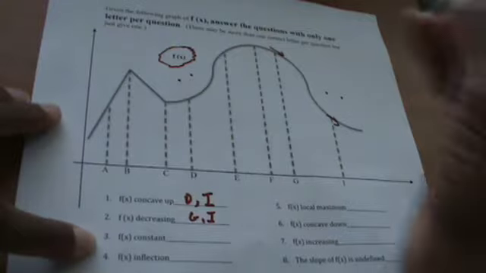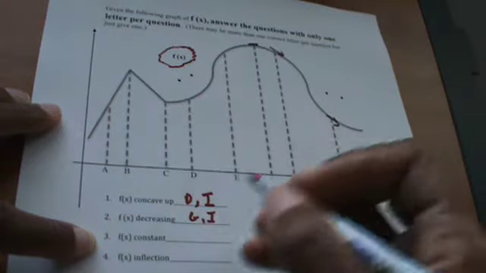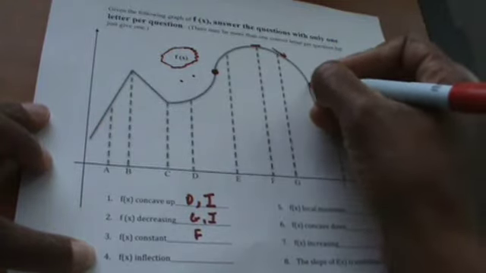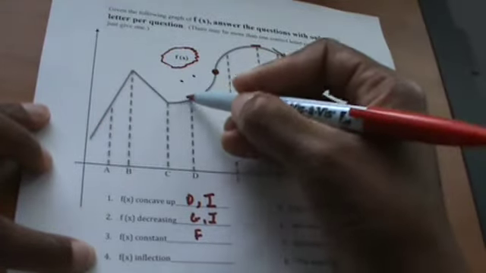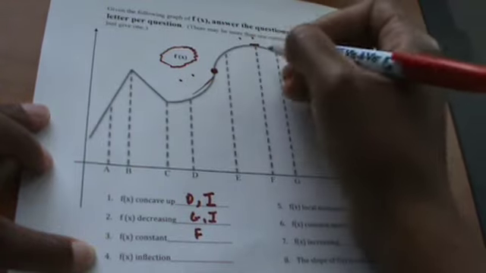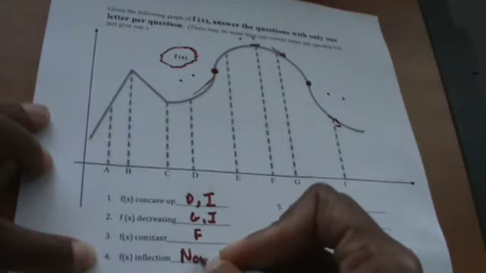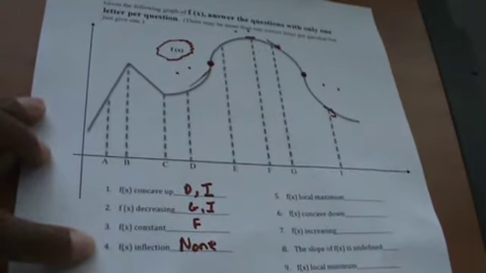Okay. 3 says, where's your function constant? This says you have to have zero slope. And the only place that I see that works is at F. 4 says, where does your function have a point of inflection? Where do you go from concave up to concave down? I would argue that it's somewhere in here, and then also somewhere in here. So you can see that you're going from a smile to a frown, and from a frown to a smile. Since I don't have anything marked that I can identify, I have to say it's none of these.